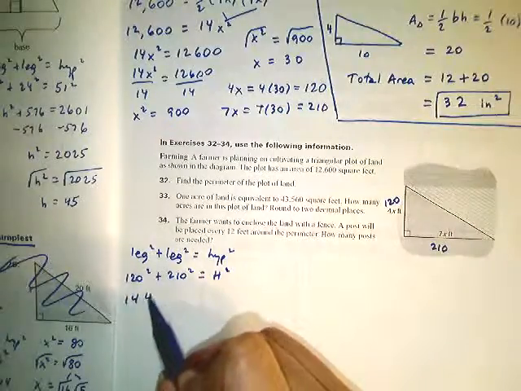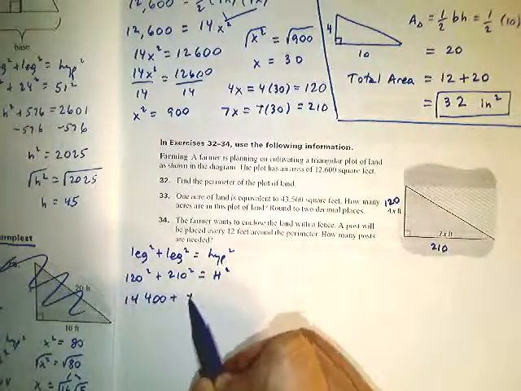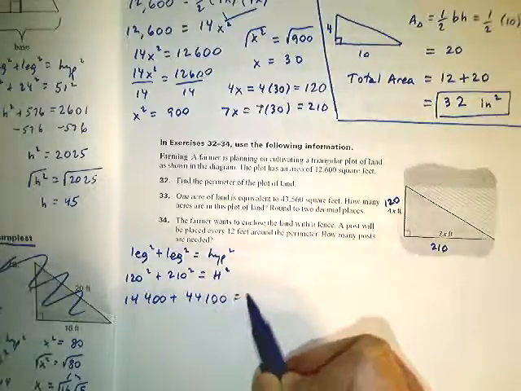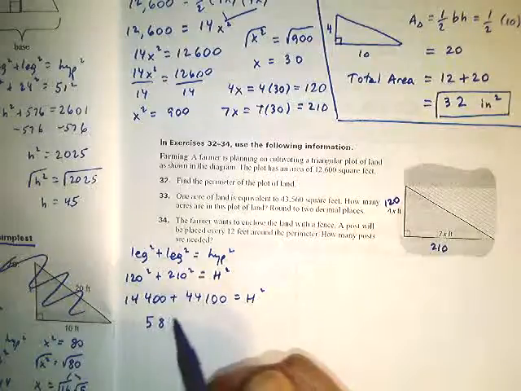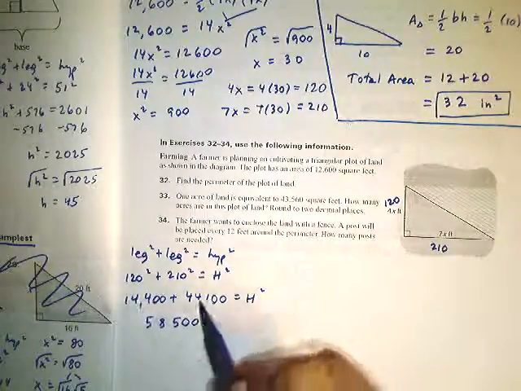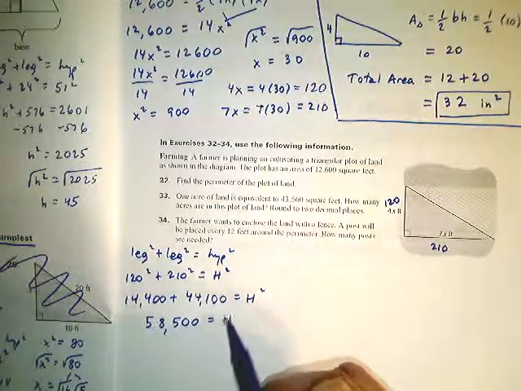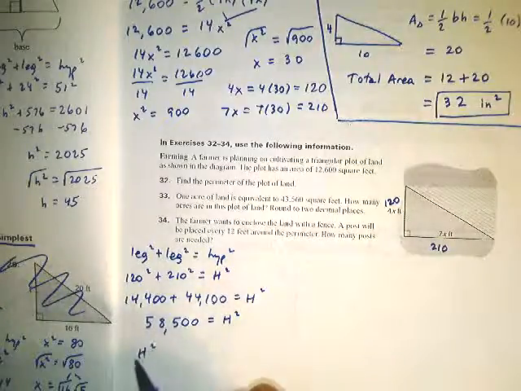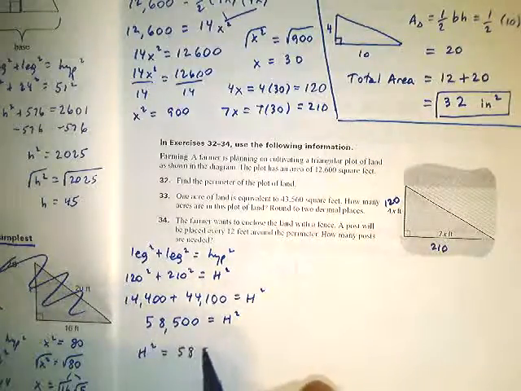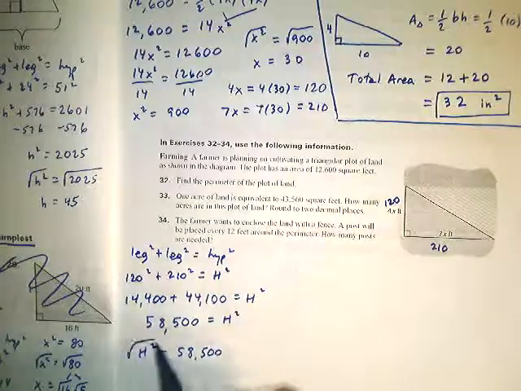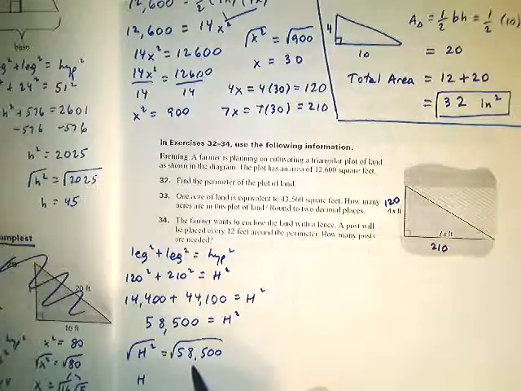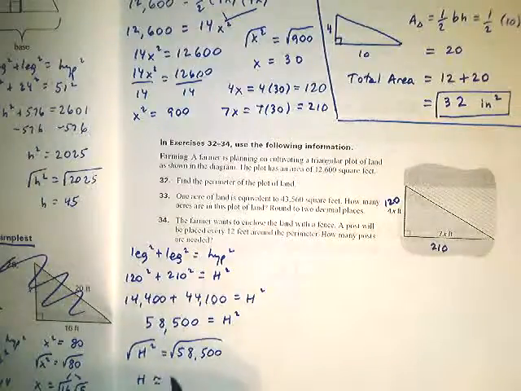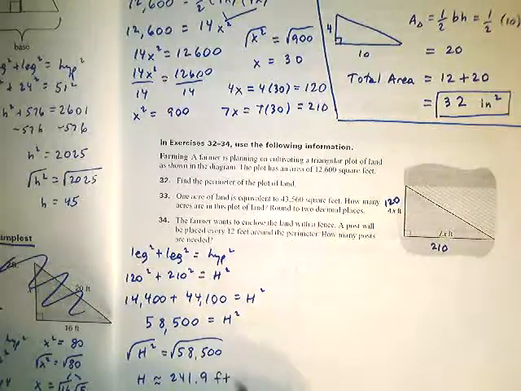So I have 14,400 plus 44,100 equals h squared. Adding those 2 together, I get 58,500. And so if h squared equals 58,500, I can take the square root on both sides. And here, it's not going to come up with a whole number value. It's going to be approximately 241.9 feet for the 3rd side.